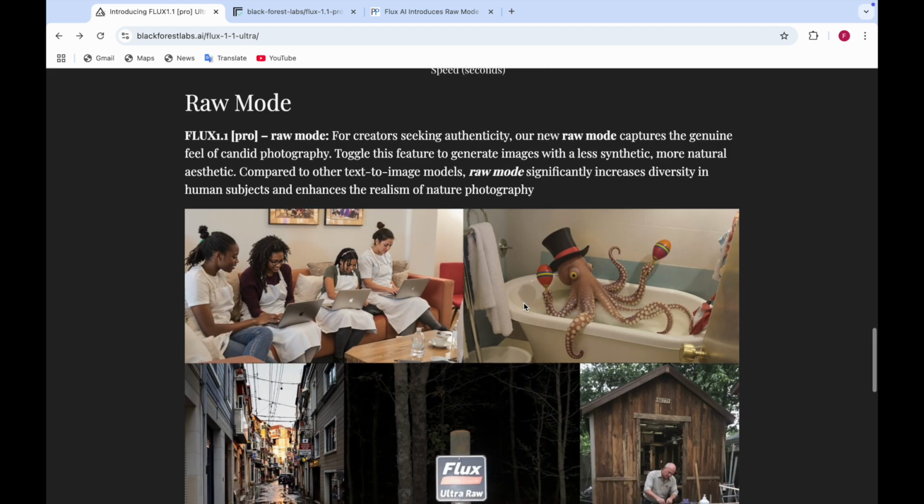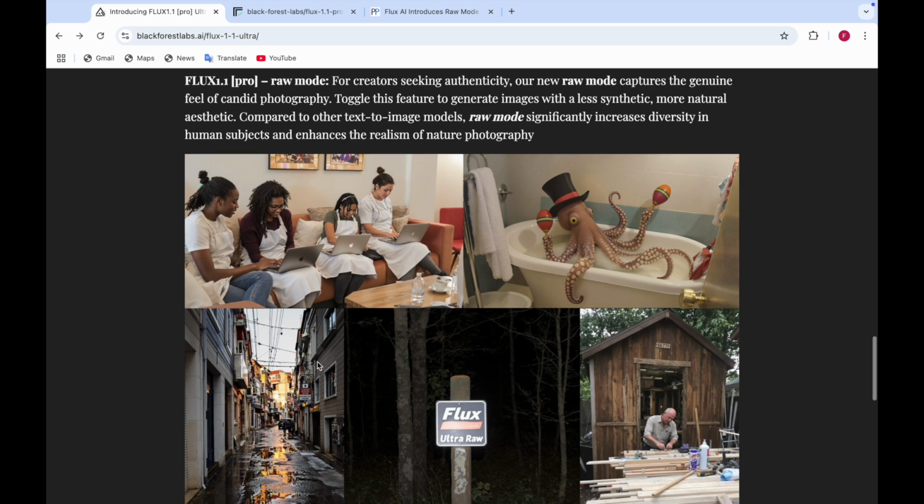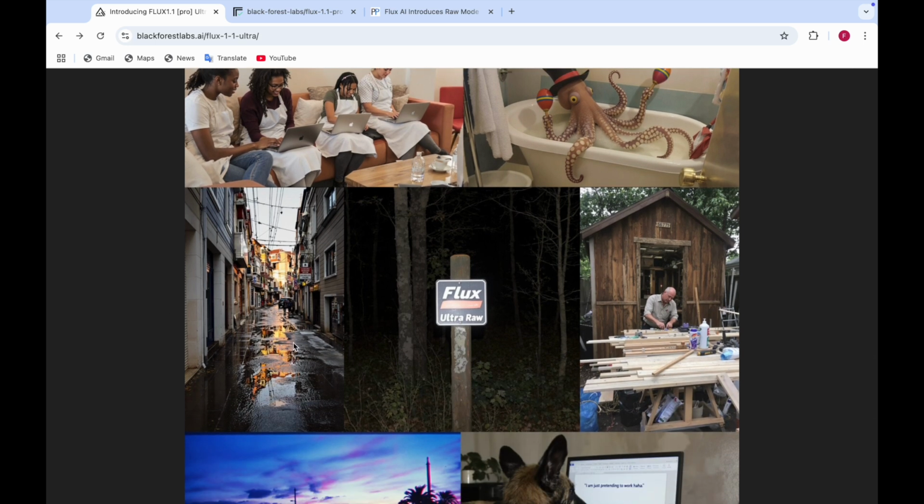So you see here in these images, there are some women who are working on a laptop and they look like they're wearing an apron. Here this looks like an octopus who's taking a bath, which is not real, except for this octopus, the others are real. I mean, who sees an octopus taking a bath? Of course. And here you see there's an alley and there's water on the road. And here there's a sign which says Flux Ultra Raw, and it looks like a jungle. Here it looks like a man who's making something out of wood.